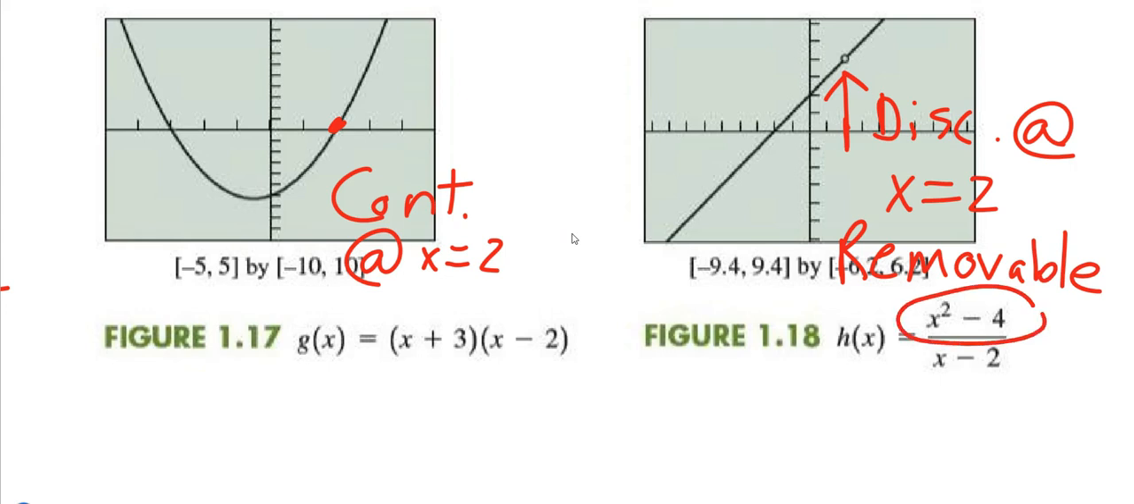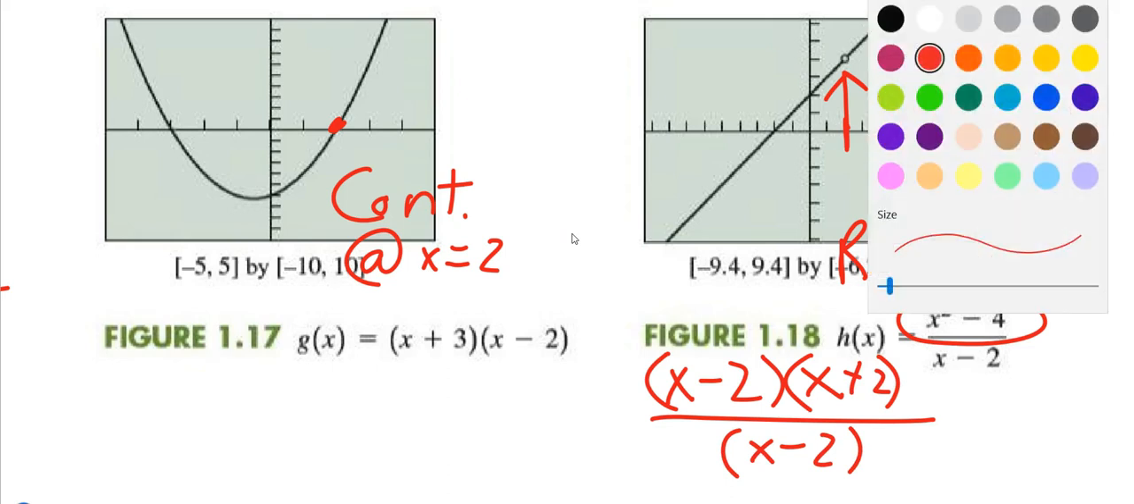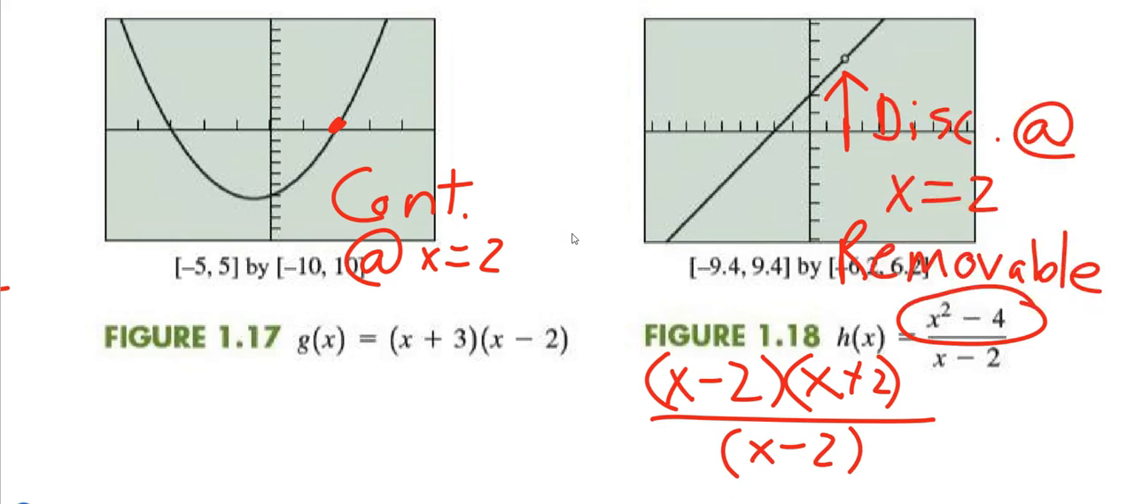Everybody in this room should be able to factor the numerator of that fraction. It's a difference of perfect squares. So what does x squared minus 4 factor into? x minus 2 and x plus 2, right? In the denominator, we have x minus 2. And what is every fiber of your being telling you you should do right now? Yes, reduce.